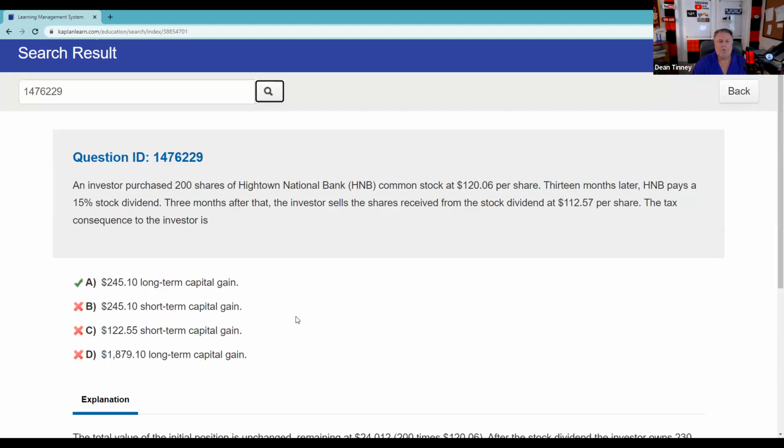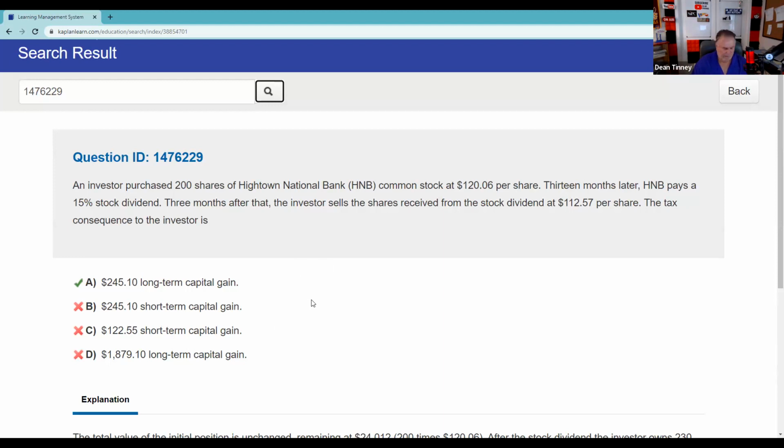And it looks like I did some math here. 3 months. Oh, 3 months after that. Oh, look at this, read the question. 3 months after that, I sell the shares I received from the stock dividend. So now I have to go back and do my adjusted cost base per share. What a Cynthia, man, boy, Kaplan, what jerks.